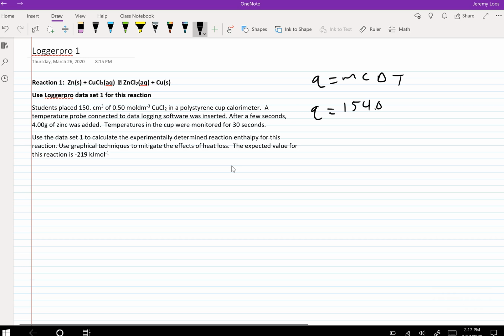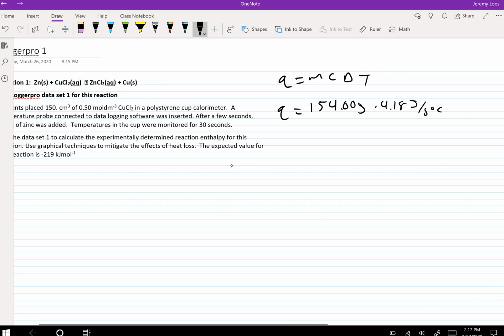So let's call that 154 grams. And the specific heat of water is 4.18. That is joule per gram degree Celsius. And then the delta T. So the initial temperature, I don't think I pointed this out, but if you go back and look, it was about 20.1 degrees Celsius where it started. And then our extrapolated temperature, I think we said, was 36.5.